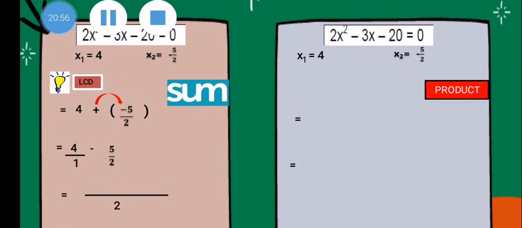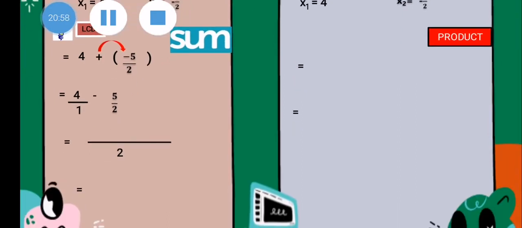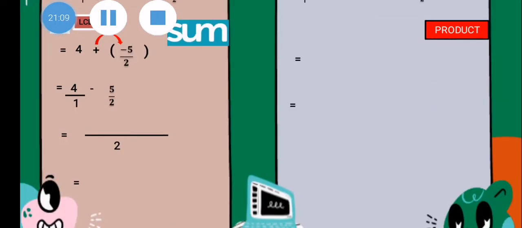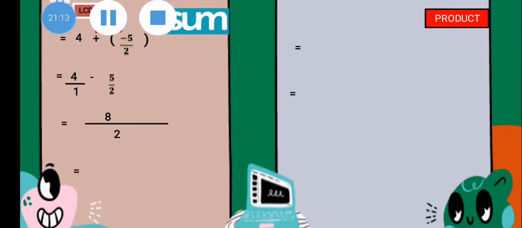So, 1 po ang denominator niyan. And then, gagawin natin sa LCD na 2, i-divide natin sa denominator na 1. So, 2 divided by 1 is 2. And then, multiply natin sa numerator na 4. So, 2 times 4 is 8. Kaya 8 po dyan. Then, minus.